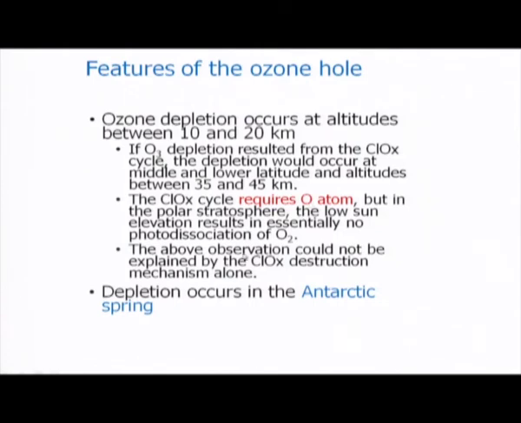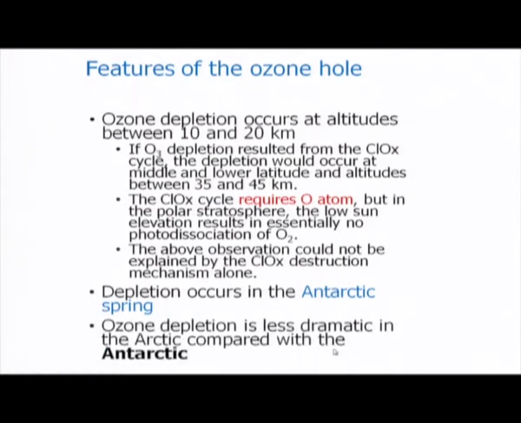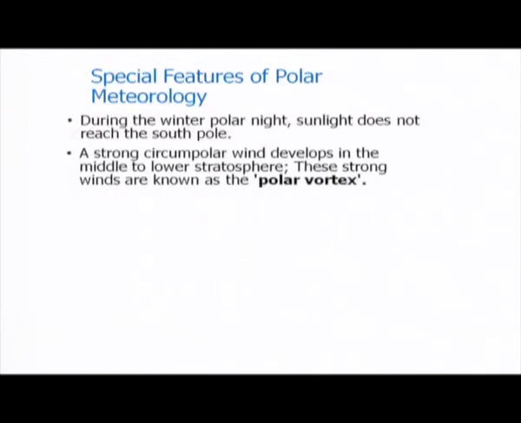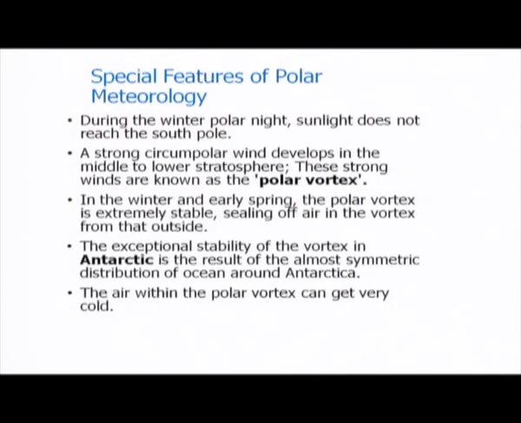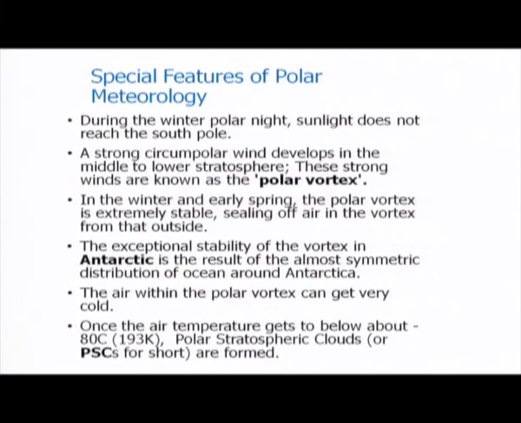So, the above observation could not be explained by the chlorine oxide destruction mechanism alone, and depletion especially occurs in the Antarctic region during the springtime. This Antarctic depletion occurs very fast. Another point to be noted is that, compared to the Antarctic, in the Arctic region ozone depletion is less severe. If you look at some of the features of polar meteorology, we can clearly understand why this is happening there.